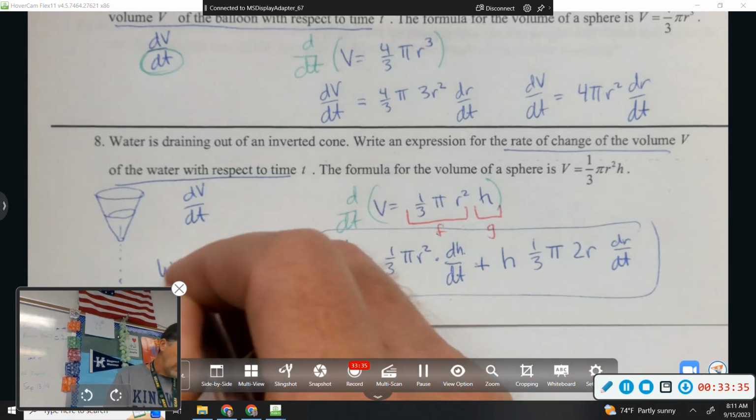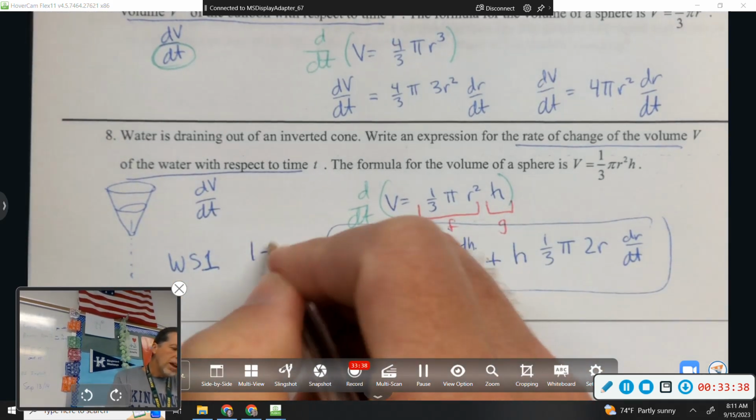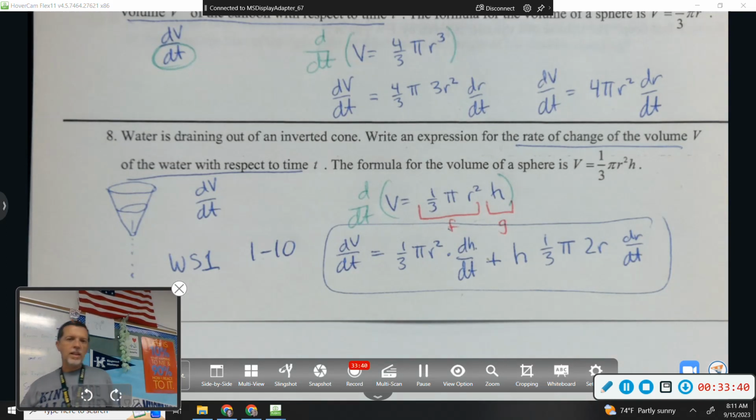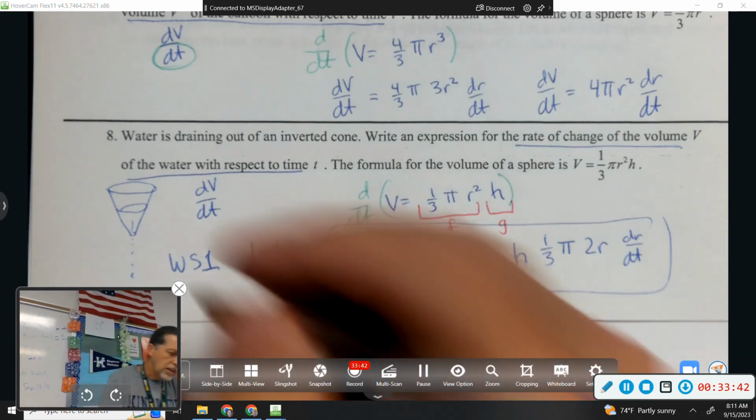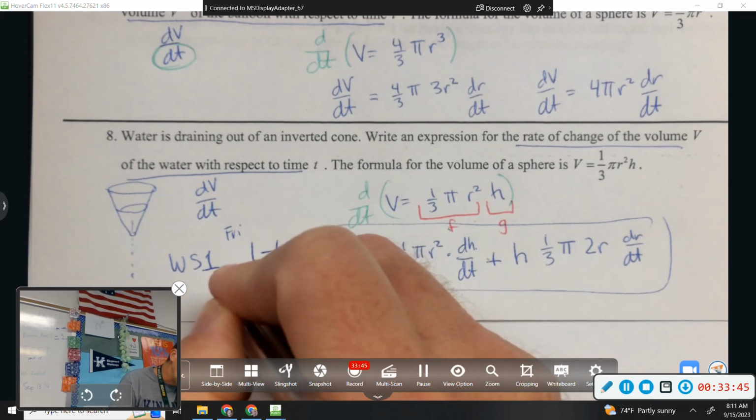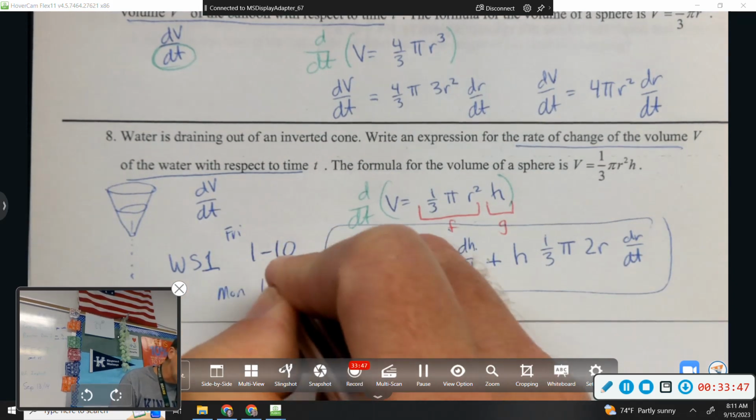Alright, today's assignment is worksheet 1, 1 through 10. Worksheet 1 has 19 problems, so just a heads up, get carried away if you want to, but Monday's assignment will be 11 through 19.